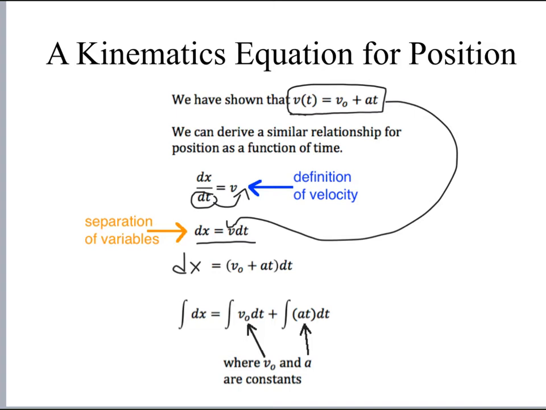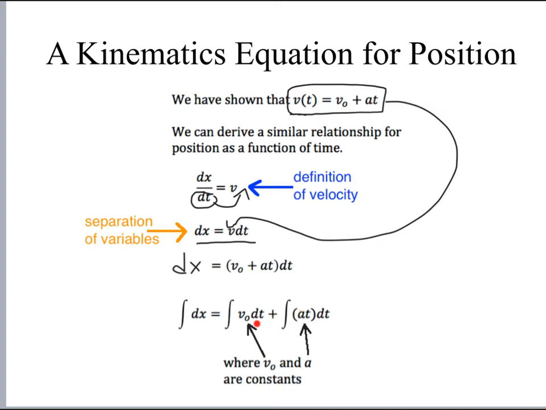Multiplying all that out, and then to solve for x, I'm going to do the integral of every term. So I'll integrate here and here and here. And I just want to remember, v naught and a are constants. V naught is the initial velocity, 0 meters per second if it starts from rest, or 10 meters per second if it's already got some velocity. But whatever it is, it's just going to be some number, some constant. And that means that we can pull that out of the integral. This a, we can also pull out of the integral.